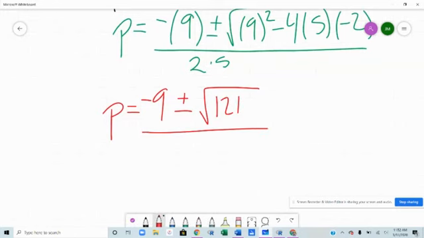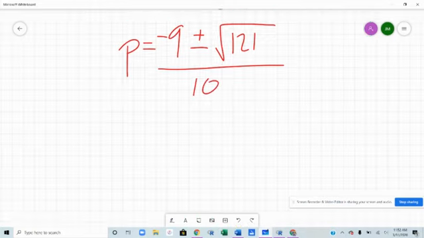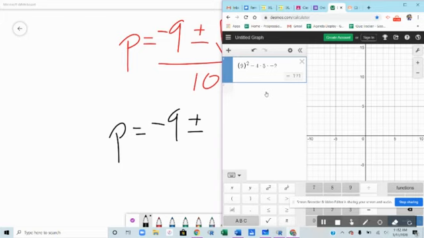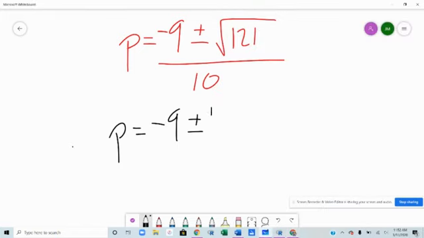And then you can also simplify your denominator. 2 times 5 is 10. Now we can actually take the square root of that 121. So we keep -9 plus or minus the square root of 121, which is 11. Continuing with no decimals in this problem.